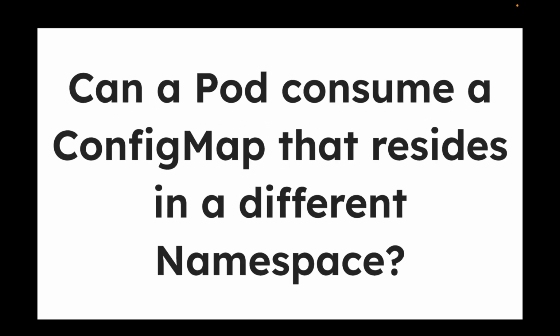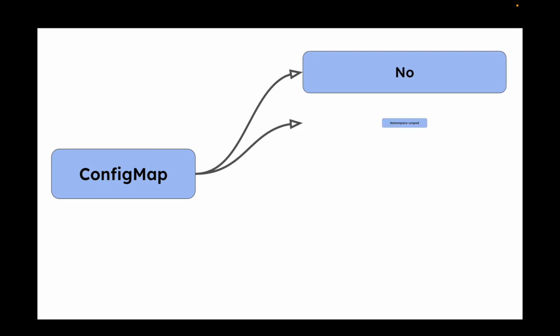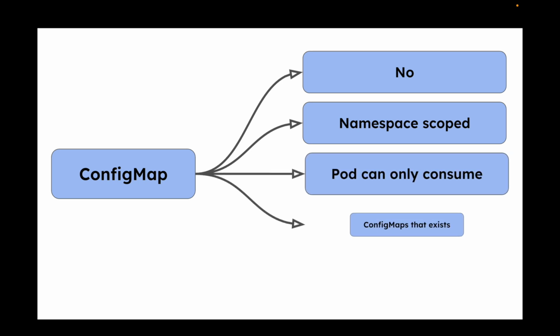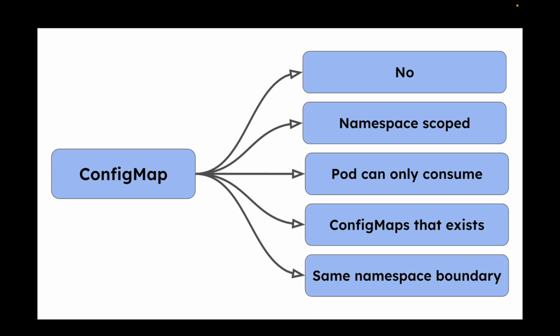The third question is, can a pod consume a config map that resides in a different namespace? No, it's not possible. Config maps are namespace scoped resources. So a pod can only reference and consume config maps that exist within its exact namespace boundary. So let's say you have a pod running in the finance namespace and your config map is in the marketing namespace. You cannot consume it. You will need to make sure that your config map is also within the same namespace.